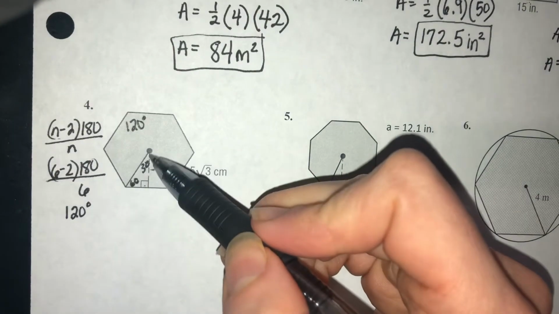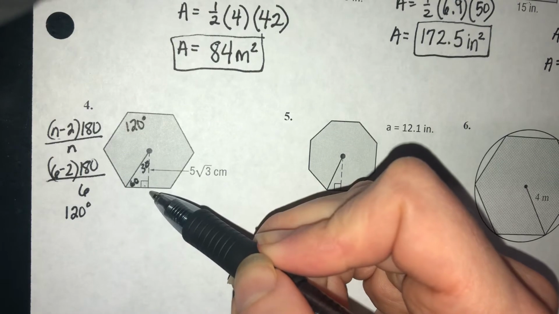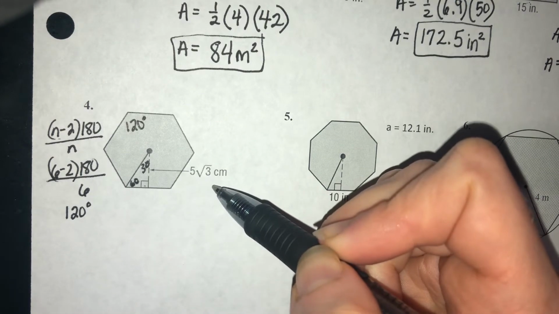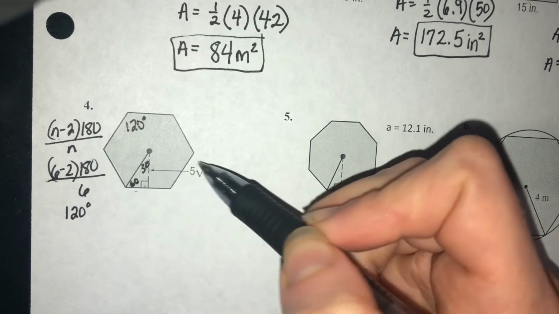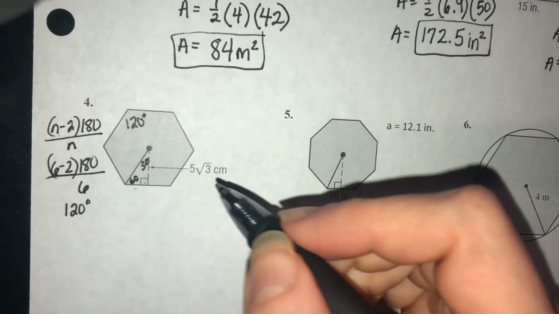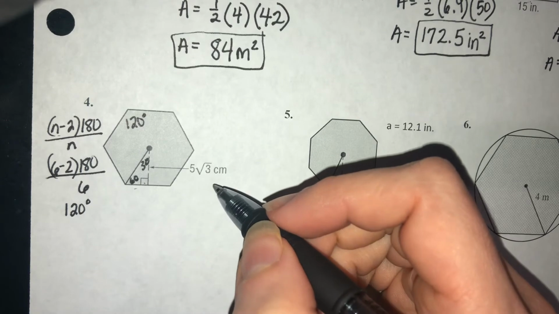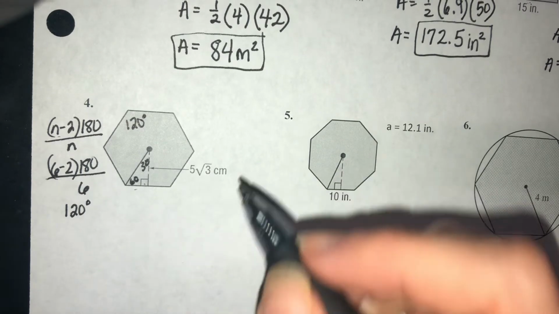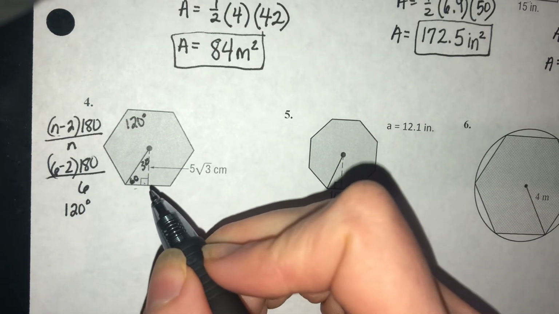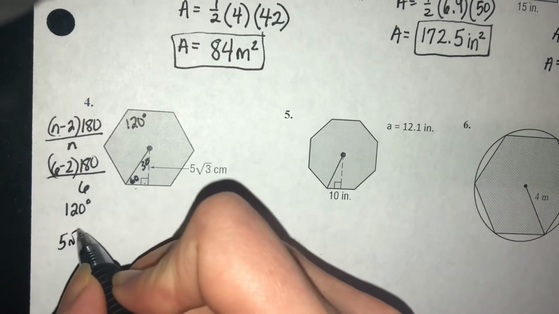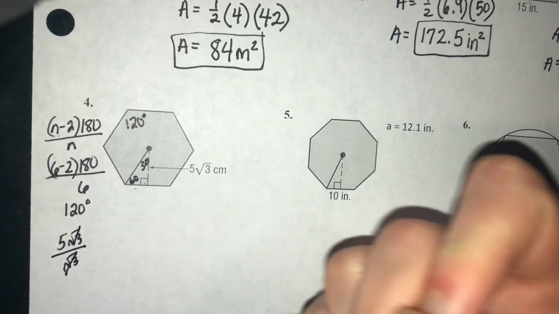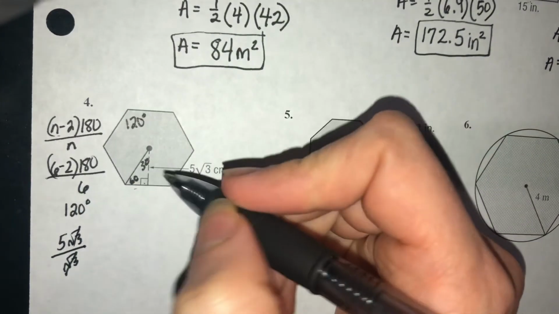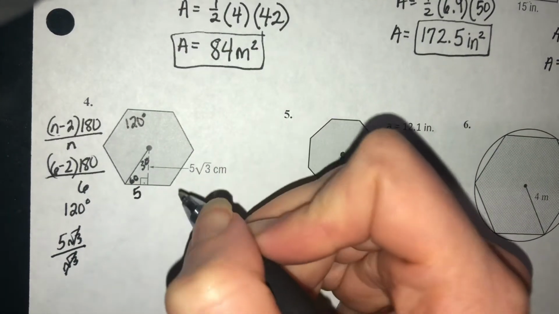So we know the length of the long leg is 5 square root of 3. And we want to know the length of the short leg. So we divide to get the smaller number, and the number we divide by is the square root of 3. Well, if I take 5 square root of 3 and divide it by the square root of 3, the square root of 3 just cancels out. It divides out, it equals 1. So this side is 5.